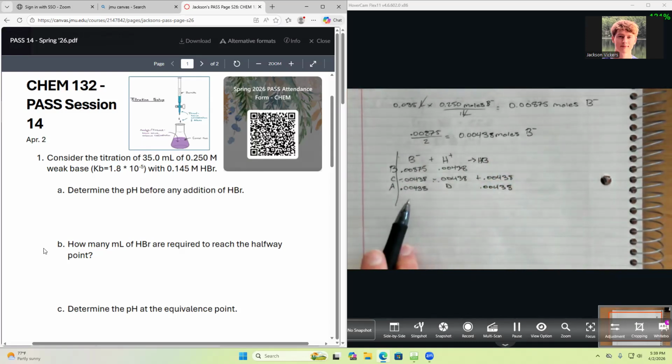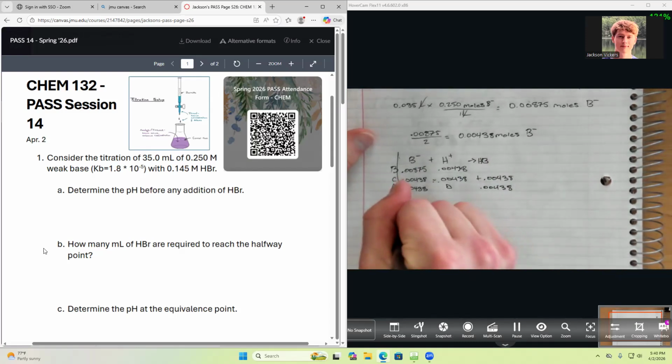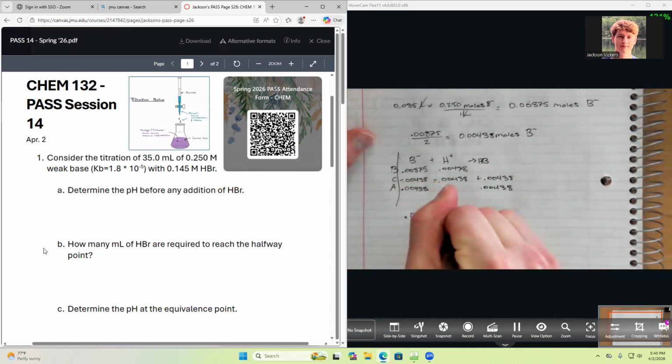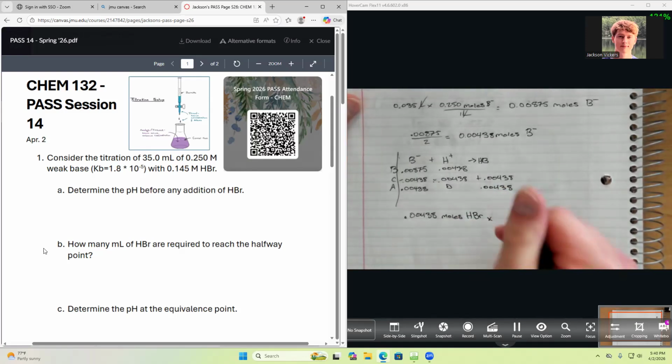So this is the amount of moles we had to add of our bromic acid, and now we need to find the volume that it would take for us to get this many moles. Does anyone have an idea how we can get a volume? Yep, we use the molarity, because the molarity is a unit conversion in and of itself, right? Because it's moles per liter. So if we took that 0.00438 moles of our strong acid HBr, and we flipped molarity upside down, so liters would be in the numerator, that's going to look like 1 liter per 0.145 moles of the bromic acid.